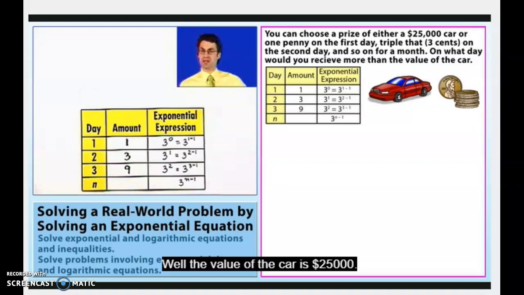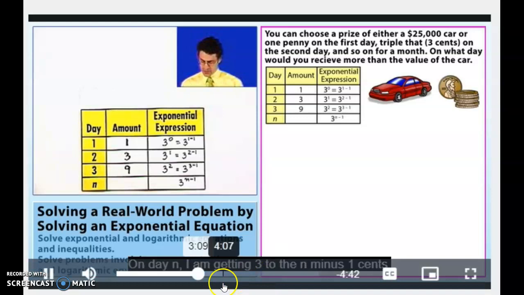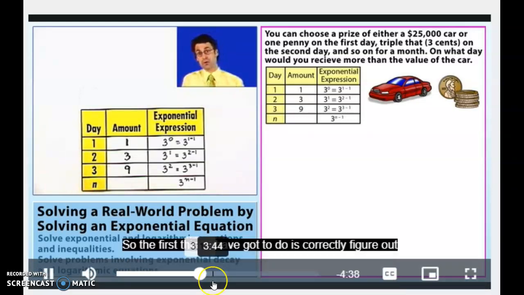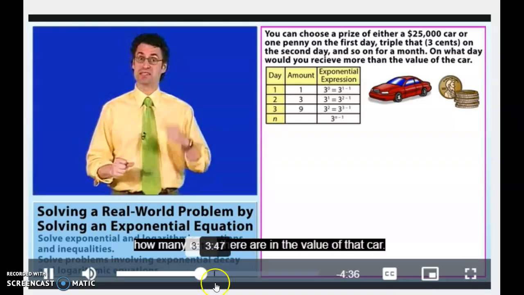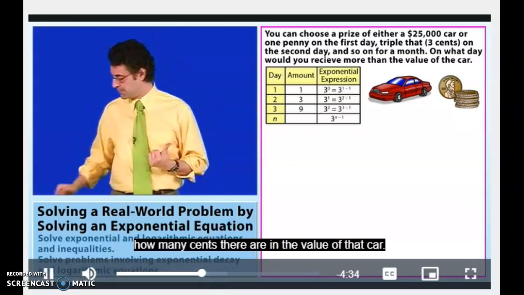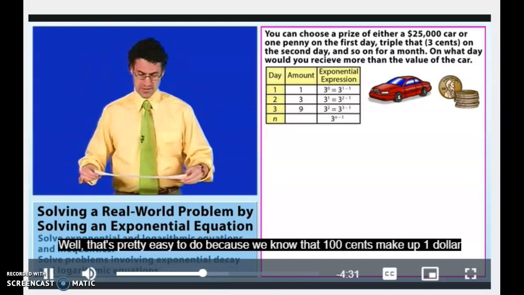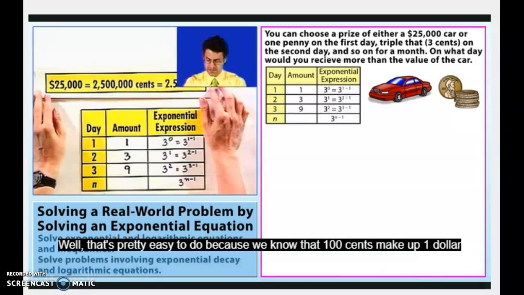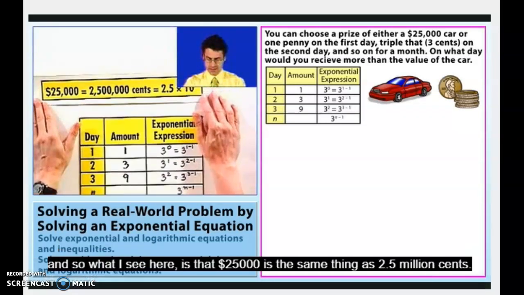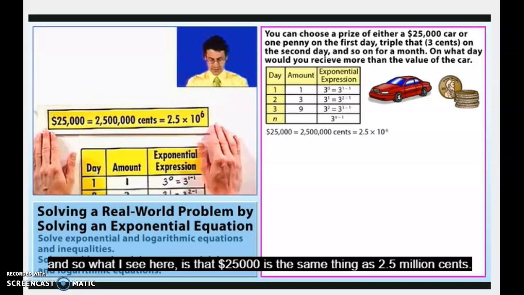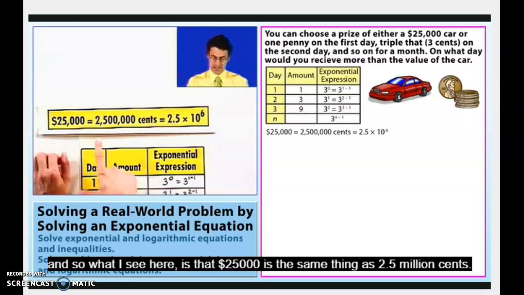Well, the value of the car is $25,000. On day n, I'm getting 3 to the n minus 1 cents. So the first thing I've got to do is correctly figure out how many cents there are in the value of that car. Well, that's pretty easy to do because we know that 100 cents make up $1. And so what I see here is that $25,000 is the same thing as 2.5 million cents.